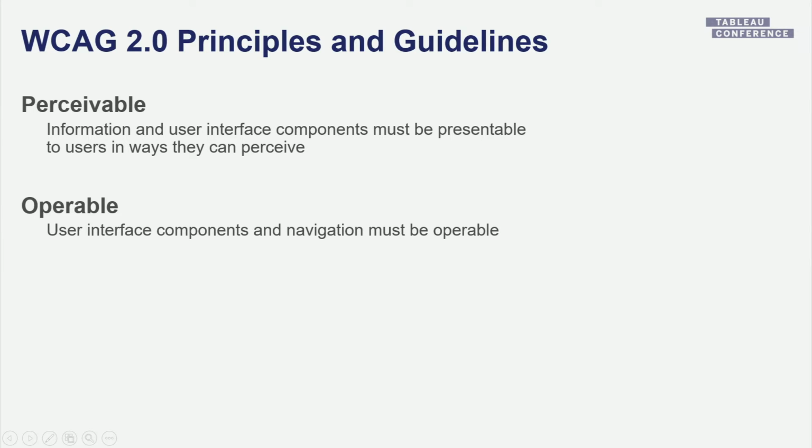Second, for operable, it's very similar, and that basically says that anything that's interactive on the website needs to be operable by people in the way that they can operate it. So it needs to be operable using, say, only a keyboard, or maybe a sip and puff switch, or maybe a keyless keyboard, or something like that.